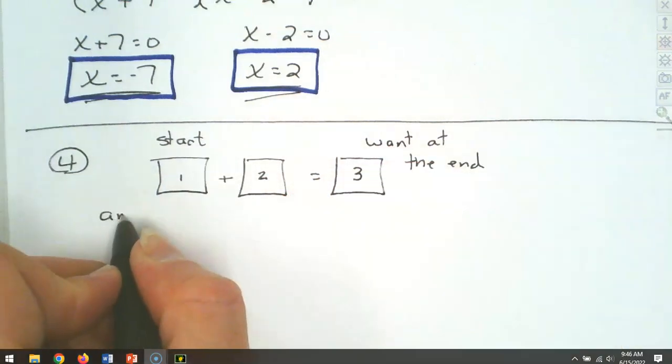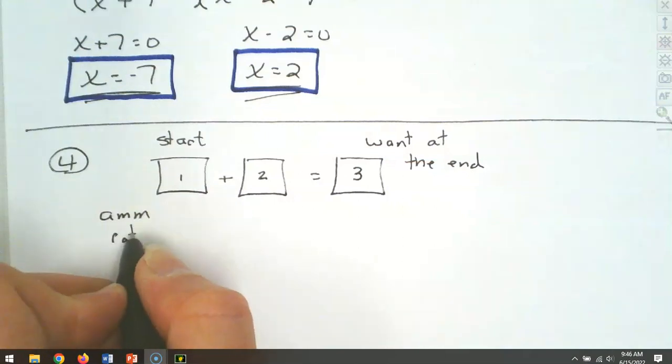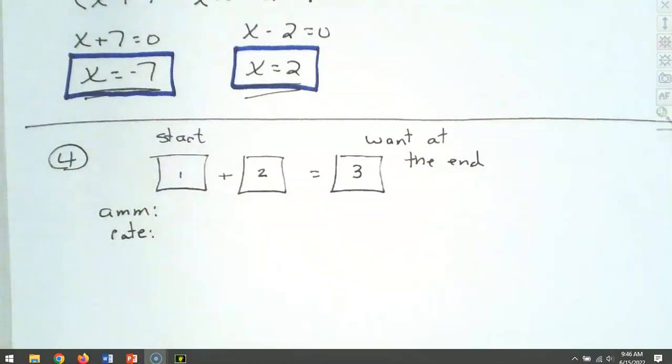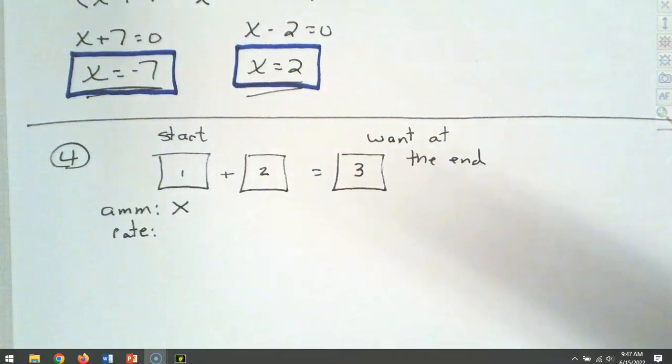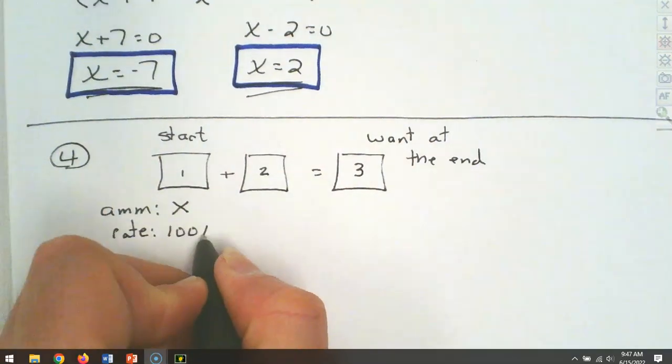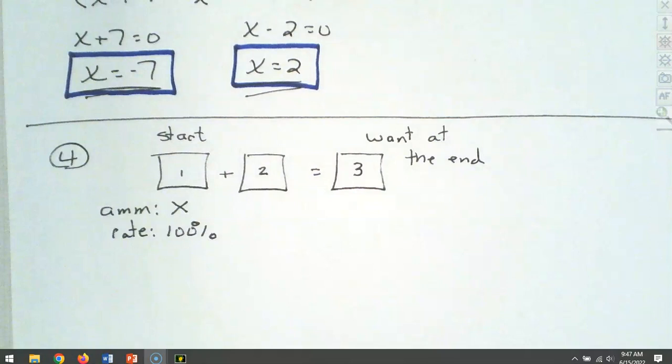Each of these has an amount and a percentage rate. So we read it through. We identified the fact that this is a mixture problem. So let's now dissect it back into individual pieces. So how much pure acid? Well, we do not know how much pure acid, so we're going to use an x. That's what we start with. And that acid is 100%.